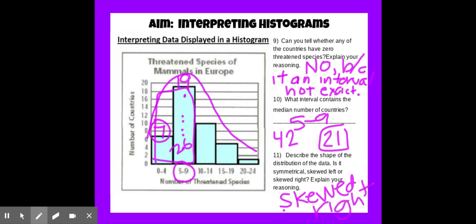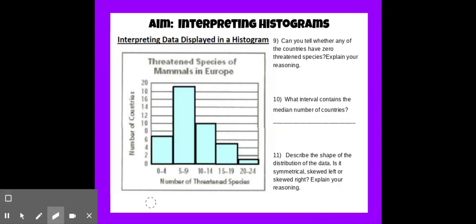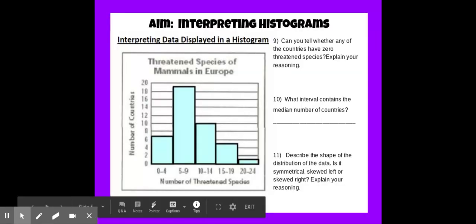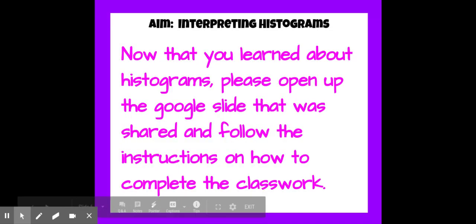All right, now I'm going to have you guys try one on your own. On the next slide, it said, now that you've learned about histograms, please open up the Google slide that was shared and follow the instructions on how to complete the classwork. I have a Google slide there for you to follow. Please complete that and send it back to me. Okay. And all the instructions on how to do that are on the Google slide. So follow that. If you have any questions, just email me. All right. Good luck.